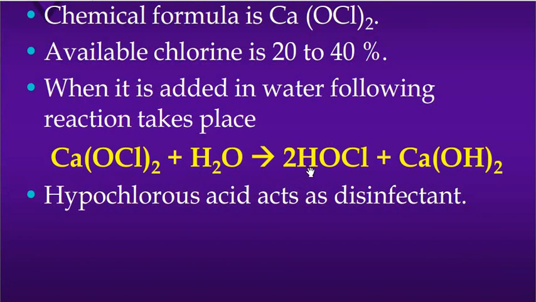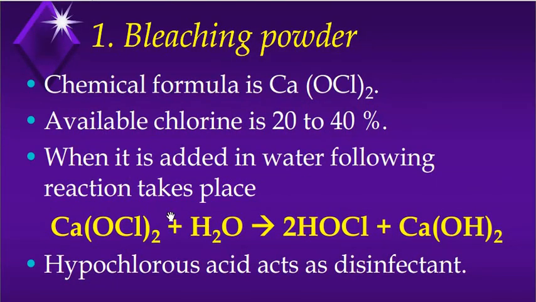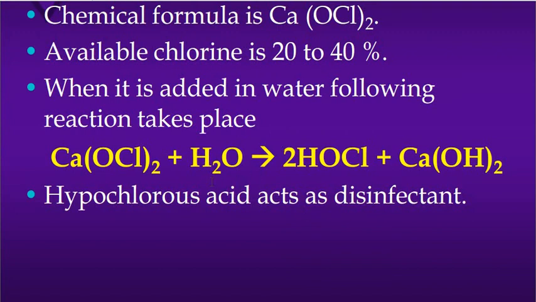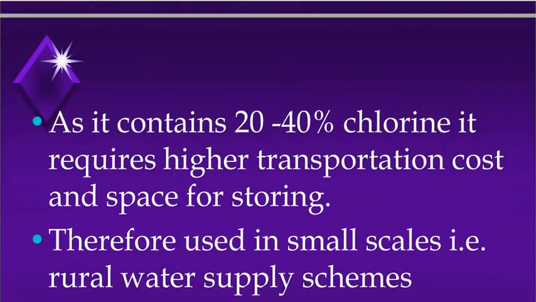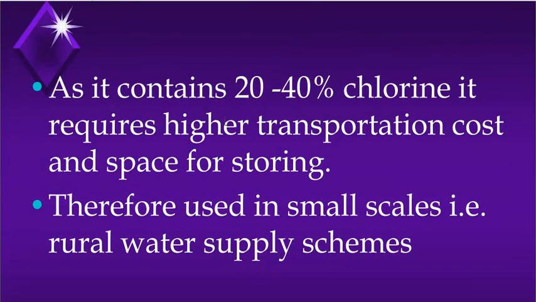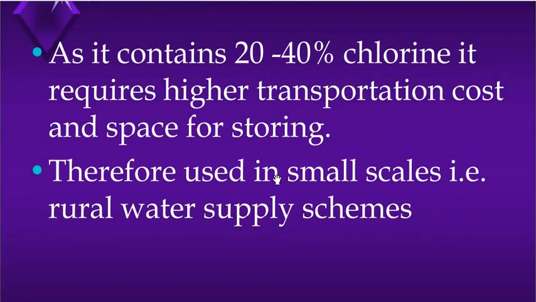Now this 2HOCl, the hypochlorous acid, acts as the disinfectant when the bleaching powder is added in the water. Again, as it contains only 20 to 40% of chlorine, it requires higher transportation cost and space for storing, and it requires more dose of chlorine for the optimum killing of microorganisms, and therefore it is used on a small scale, that is in rural water supply schemes.